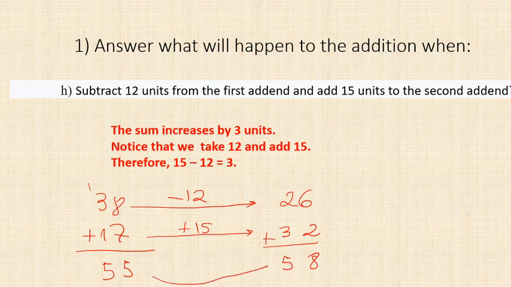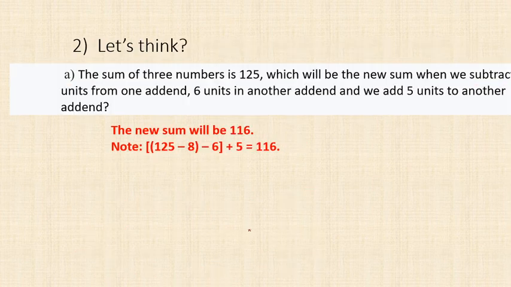And in the end, I added 3. The sum increased by 3 units. Notice that we take 12 and add 15. Therefore, 15 minus 12 is 3. So it's here, okay? Then, it's another exercise.